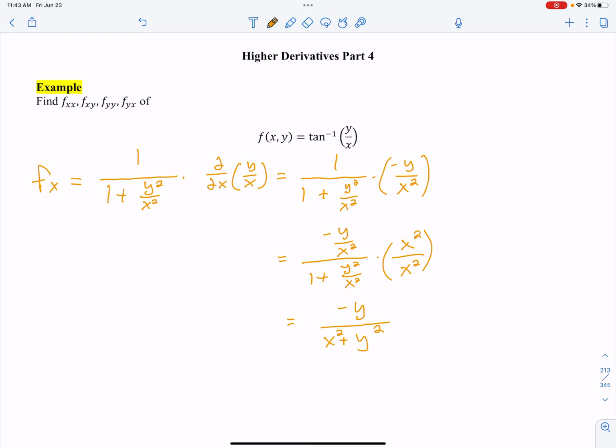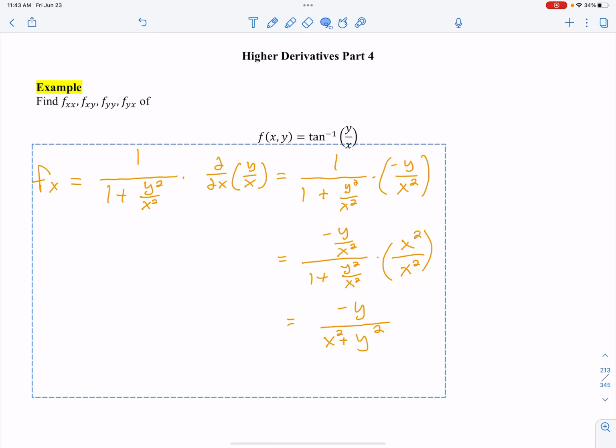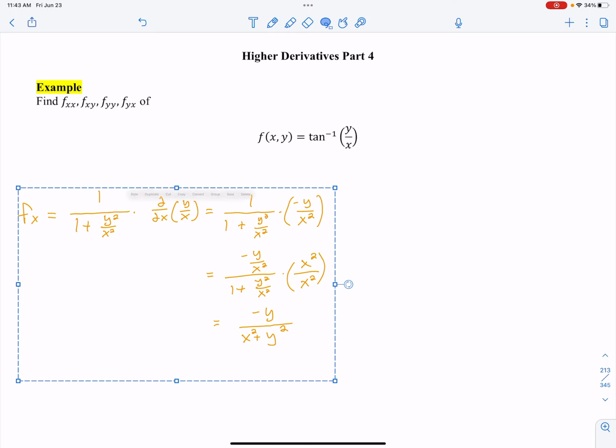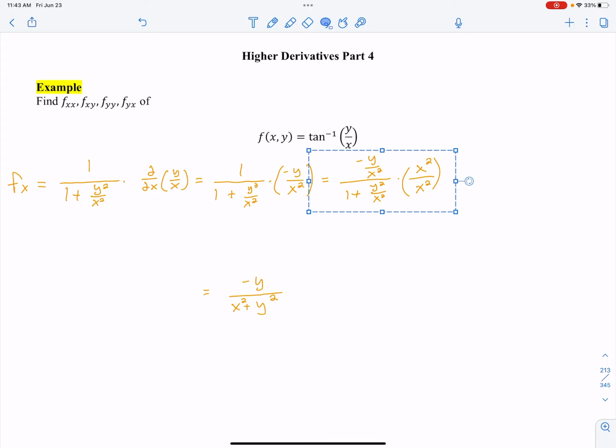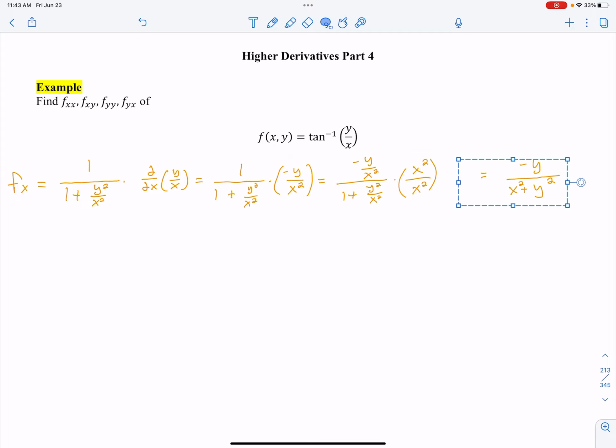Okay, so I'm going to shrink this down or move things around. Let's do this. Shrink it. And then I'm going to move each one of these over. Thanks for being patient. There we go. Okay, so that's fx. Let's go ahead and find fxx.